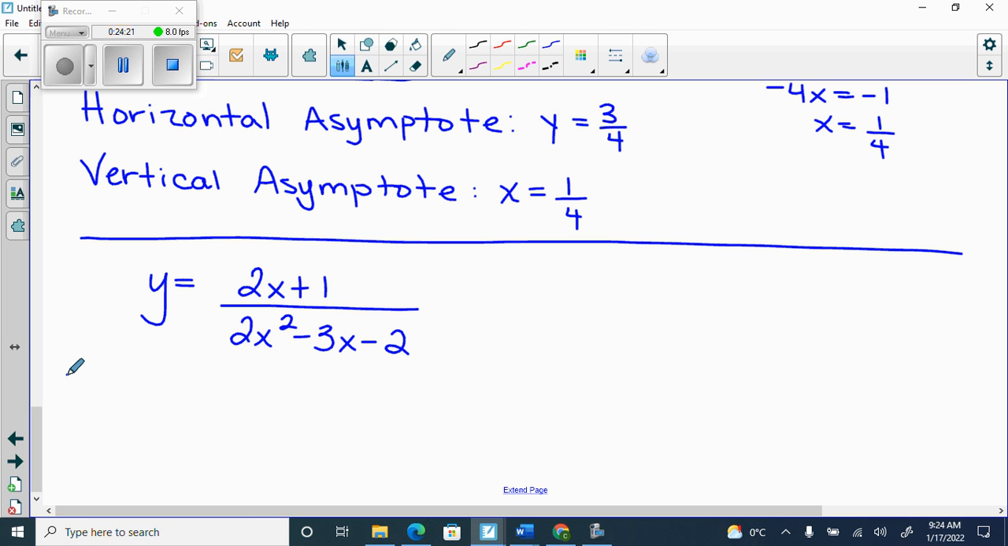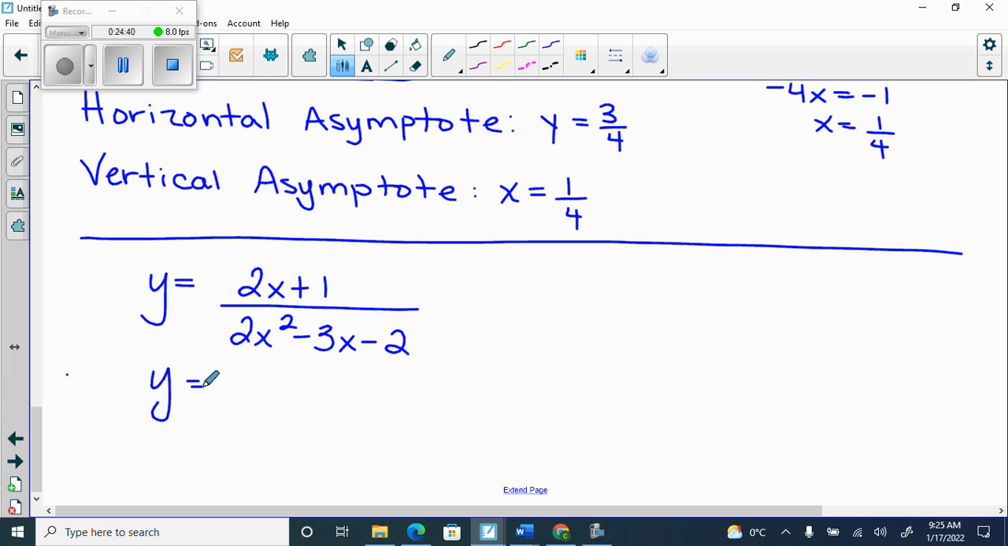So the bottom is actually bigger than the top now. Horizontal asymptote: y equals 0, because the numerator is a smaller degree than the denominator. We have to factor our denominator.